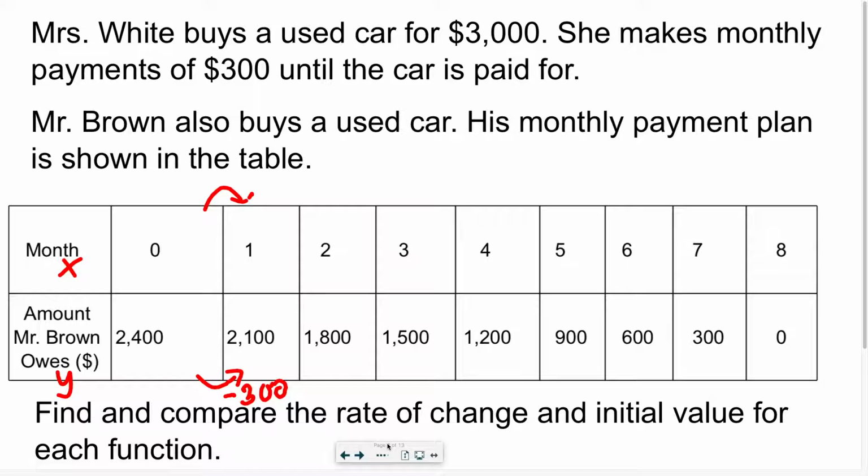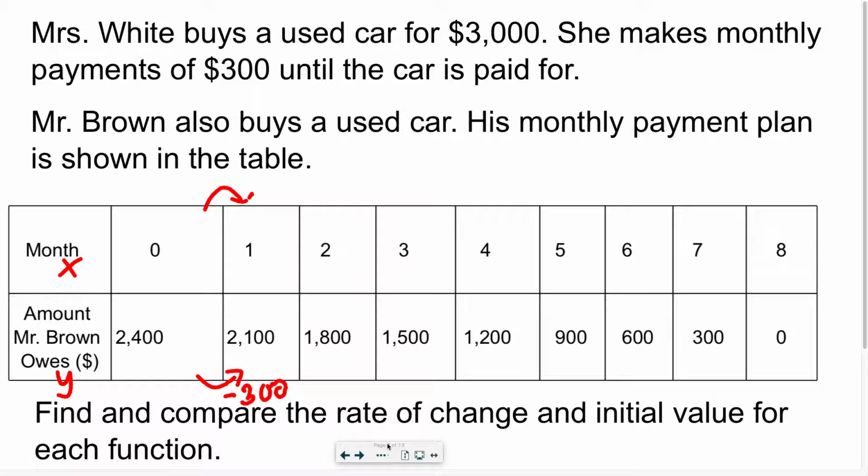Negative 300. Why negative? Yeah, because the amount's going down. Because that's not how much he's paying. He's not getting $300. He's paying $300 every month. Good.